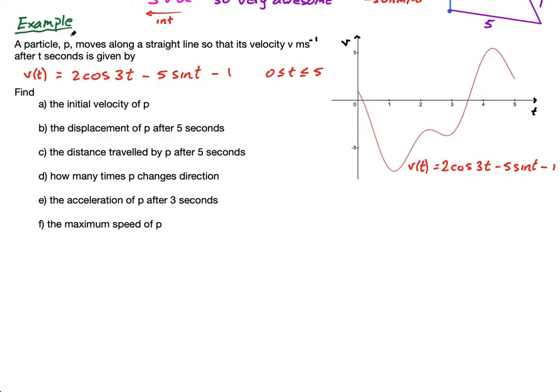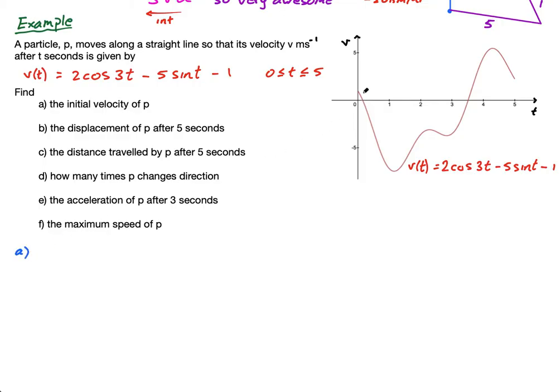Okay, so a particle P is moving along a straight line so that its velocity v meters per second after t seconds is given by this. So this is a velocity function, and this is a velocity-time graph. The x-axis is time, the y-axis is velocity. It's not x and y, it's t and v. So time and velocity, and this tells us what its velocity is after a certain amount of time. Find the initial velocity of P. Okay, let's begin.